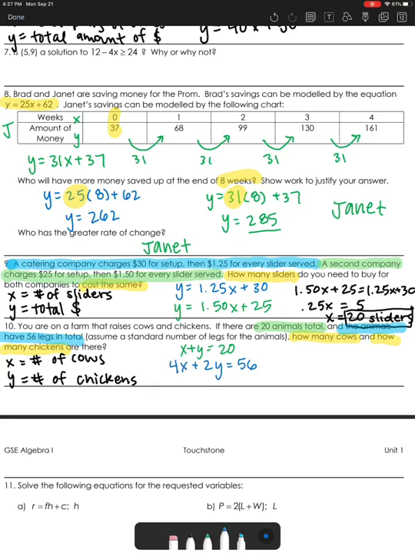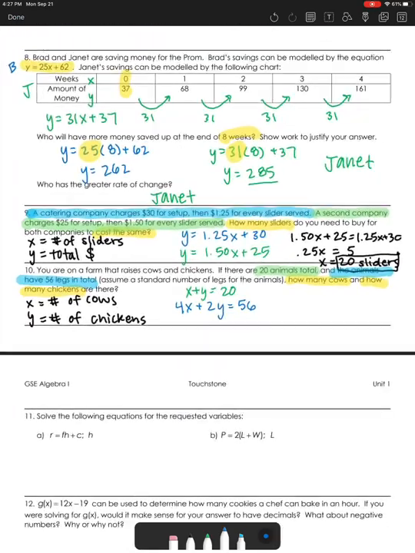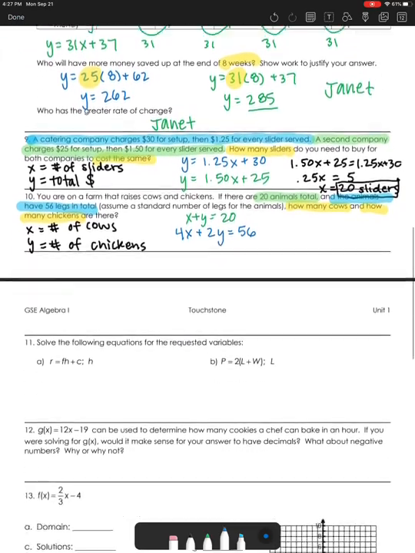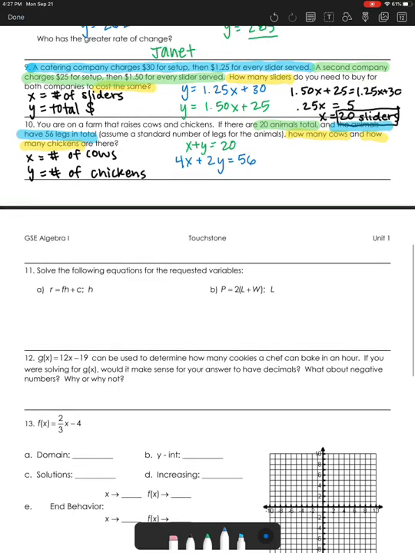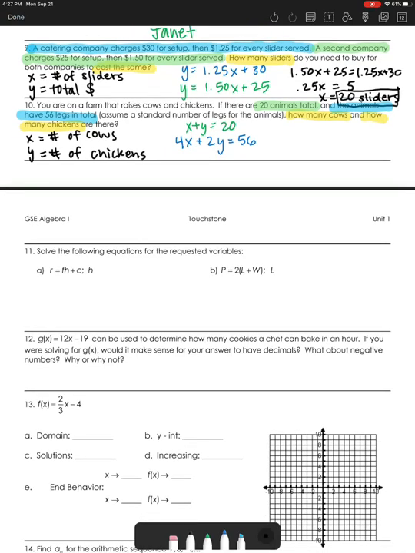Okay, so those are the word problems for the most part. There's a few more at the bottom, so let's keep rolling. You did problems like number 11 last unit. I'll do 11b just as a refresher. So, solve the following equations for the requested variable.